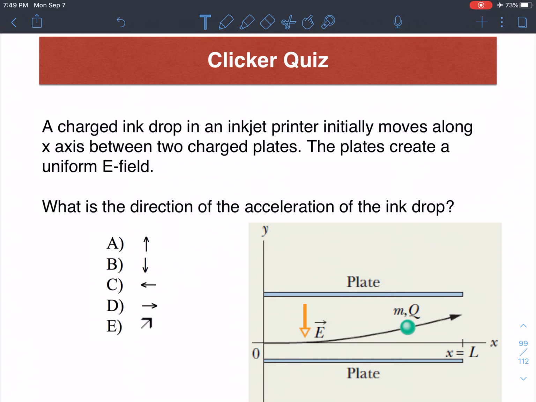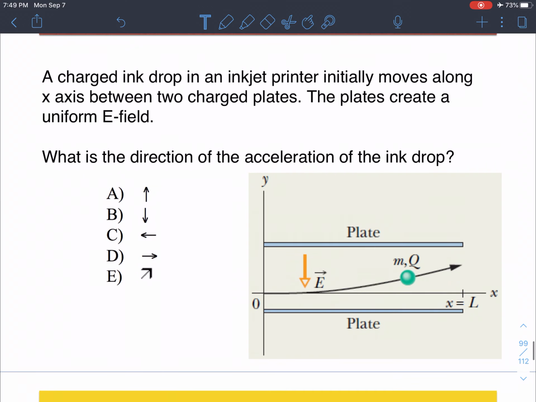Now we are finding the direction of the acceleration of the ink drop, and we know that there is force upward and the charge is negative so far, but mass is always positive, right? It cannot be negative. So from F equals ma, since mass is always positive, whatever the direction of the force is, the acceleration should be the same. So it's the same as force, which is upward as well. So it's accelerating along the positive y direction.